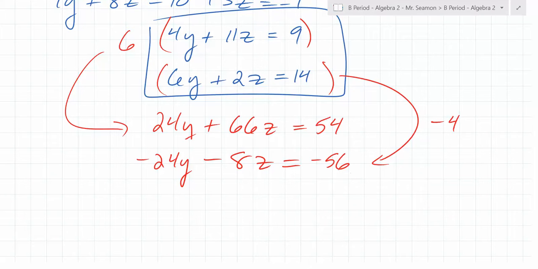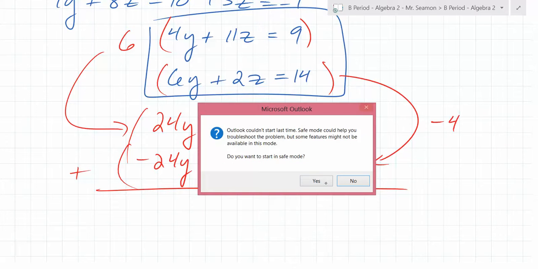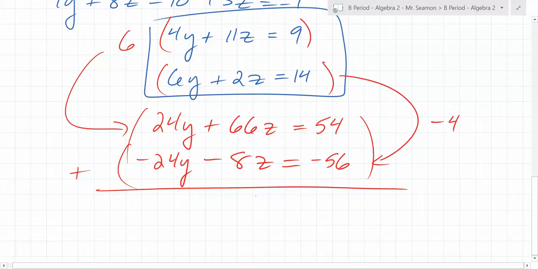So now with elimination, what do you do? You add them. And what cancels? What's the nice thing that cancels? The y's cancel, leaving you with, what do you end up with? What's 66 minus 8? 58 what? Z. What's that going to equal?